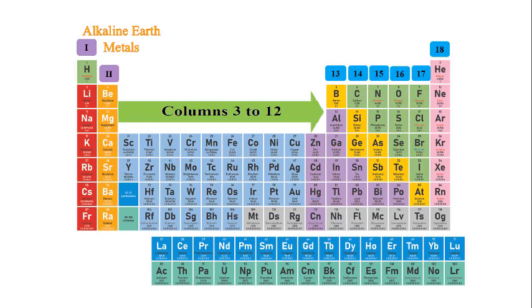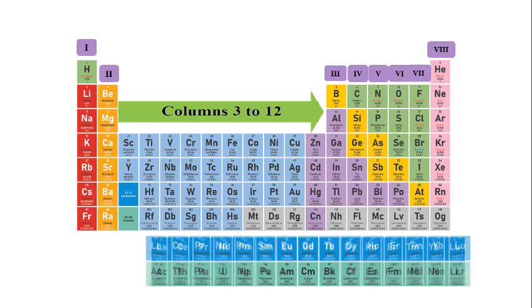Elements in column 13 belong to group 3. Elements in column 14 belong to group 4. Elements in column 15 belong to group 5. Elements in column 16 belong to group 6. Elements in column 17 belong to group 7 and they are called halogens. Elements in column 18 belong to group 8 and they are called noble gases, rare gases or inert gases.